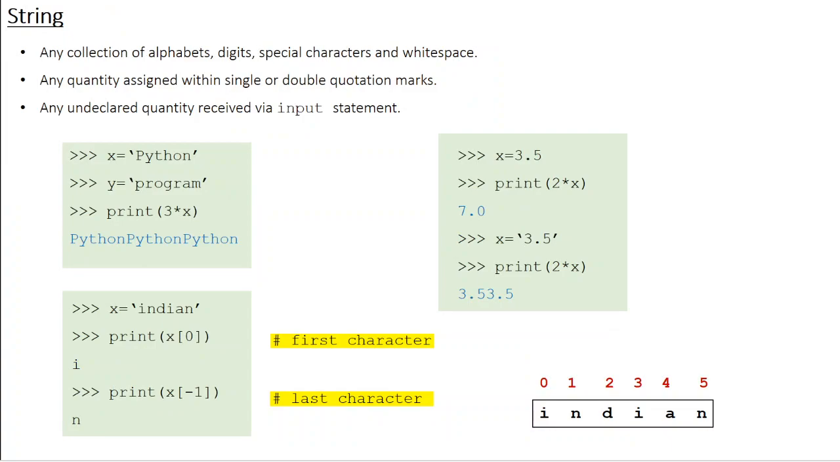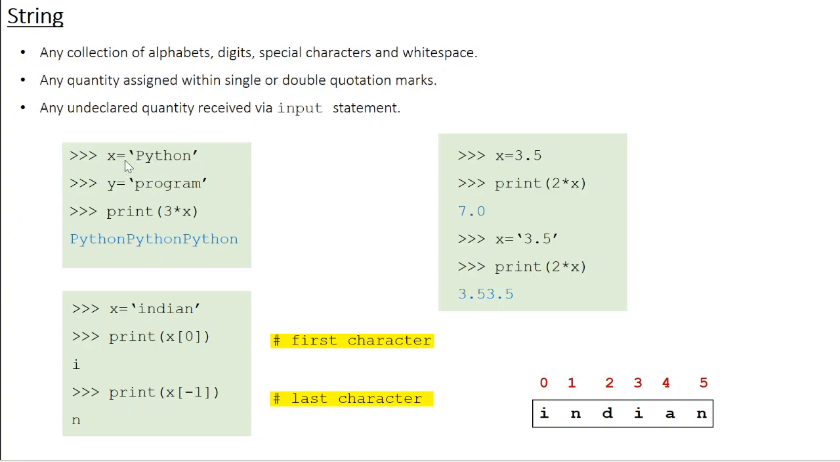The next data type is string. I'm sure most of you are familiar with the string data type. This is any collection of alphabets, digits, special characters and white space. Any quantity assigned within single or double quotation marks, or any undeclared quantity received via an input statement. We have seen that the default data type in an input statement is a string. So you define a string within single or double quotation marks.